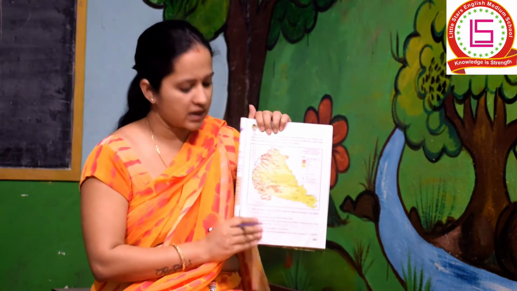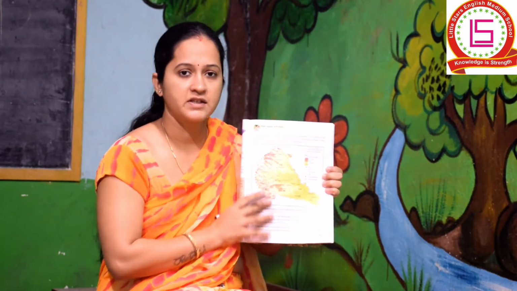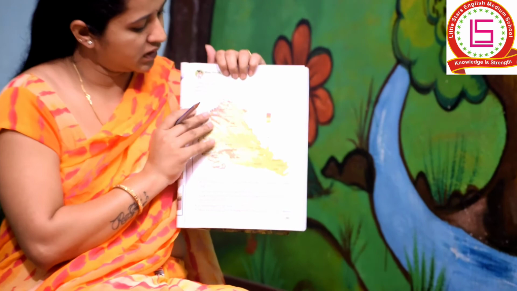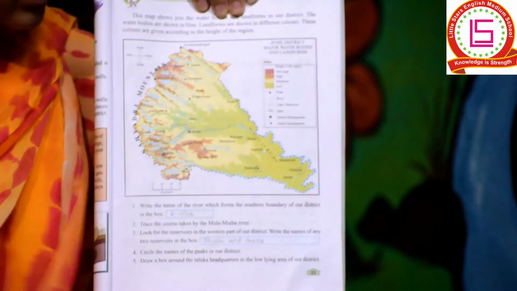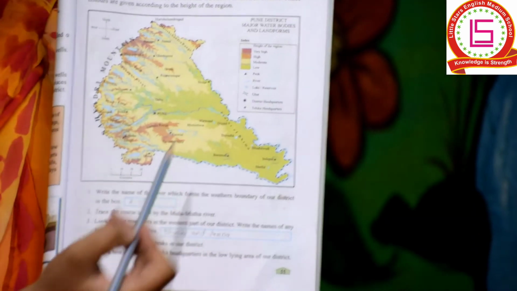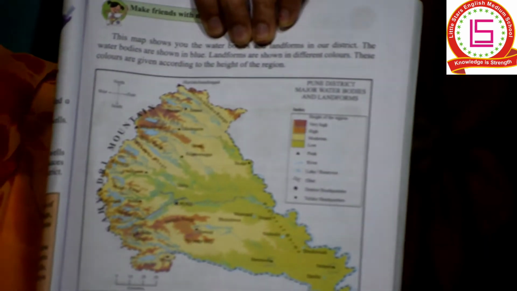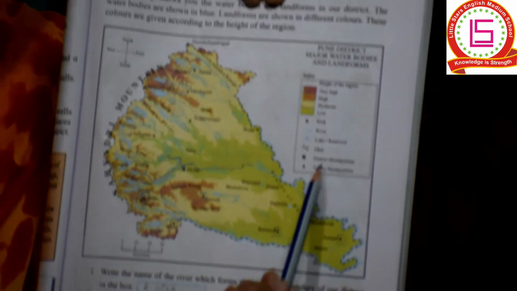Now we'll see the next page, page number 55. You can see a map is given. This map is of our Pune district. By observing this map you have to answer some questions which are given below. To answer these questions, you have to take help of this index.